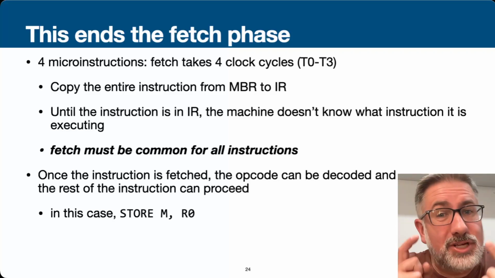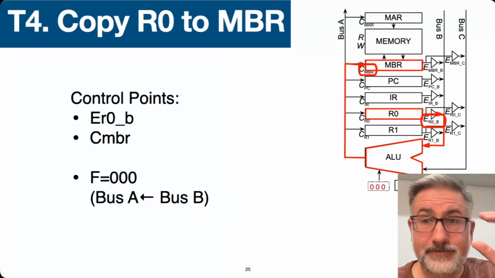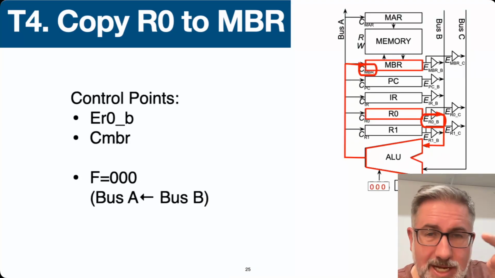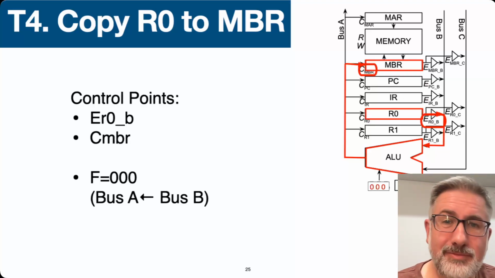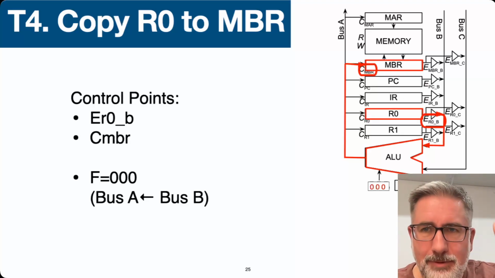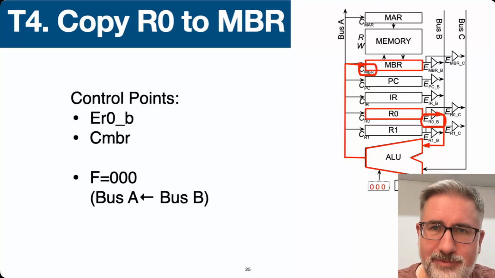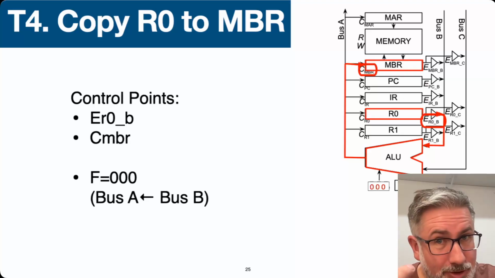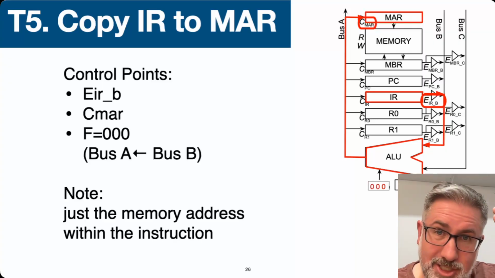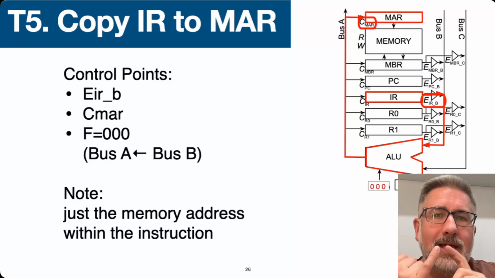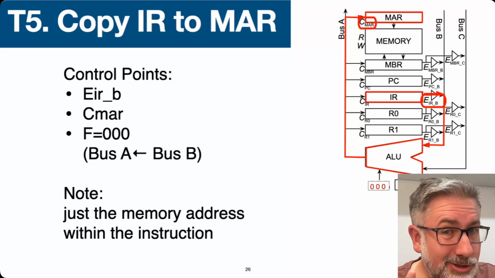Now, let's look at what happens for this particular instruction, store into address M the value that's in R0. Okay? What we're going to do is we're going to take the value that's in R0 and we're going to put it to the memory buffer register, because that's the only way we can get information into memory. So that is enabling register 0, that is telling the ALU to pass through bus B, and then is telling the memory buffer register to clock. Now there's data at the memory, but we don't have the address yet. So next thing we have to do is move the address from the instruction register into the memory address register. Again, enable the instruction register to bus B, clock the memory address register, and tell the ALU to pass through.